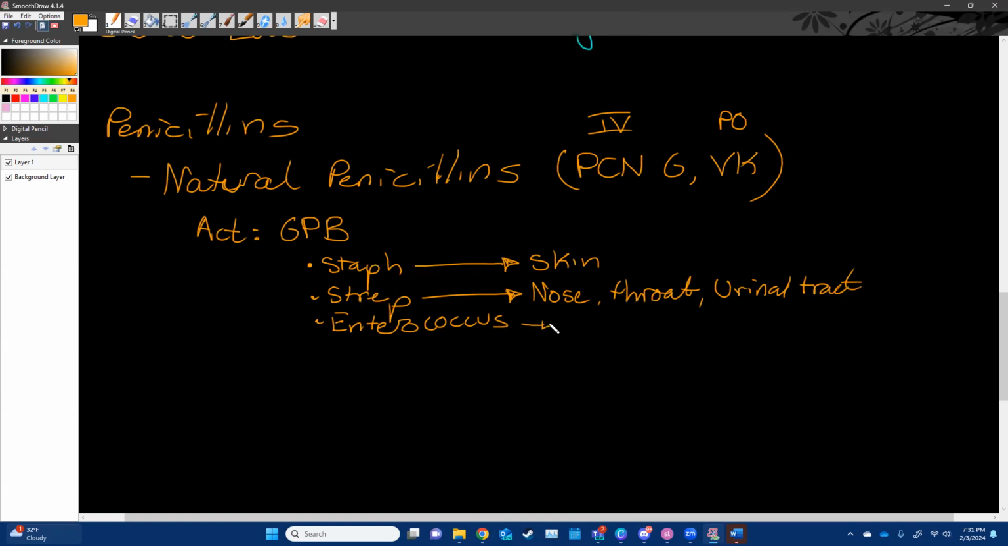And then finally, where are we going to find enterococcus? As we talked about earlier, intestines. When we think penicillin, I want you to think nose and throat. So what is going to be useful for our natural penicillins is primarily nose and throat infections by streptococcus. So gram-positive, which strep only.